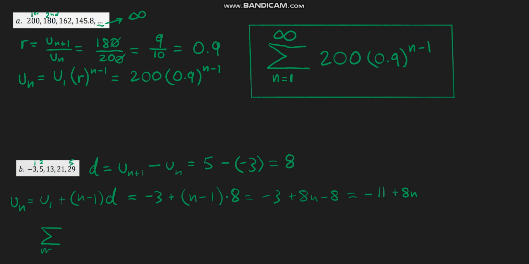Similar to the first problem, we used our first number, which is our first term, in our substitution in our formula. So we will start this with our first term. And we know that this goes up to 1, 2, 3, 4, 5 terms. So our upper bound will be 5. Now we plug in our formula, negative 11 plus 8n, and that is our final answer.